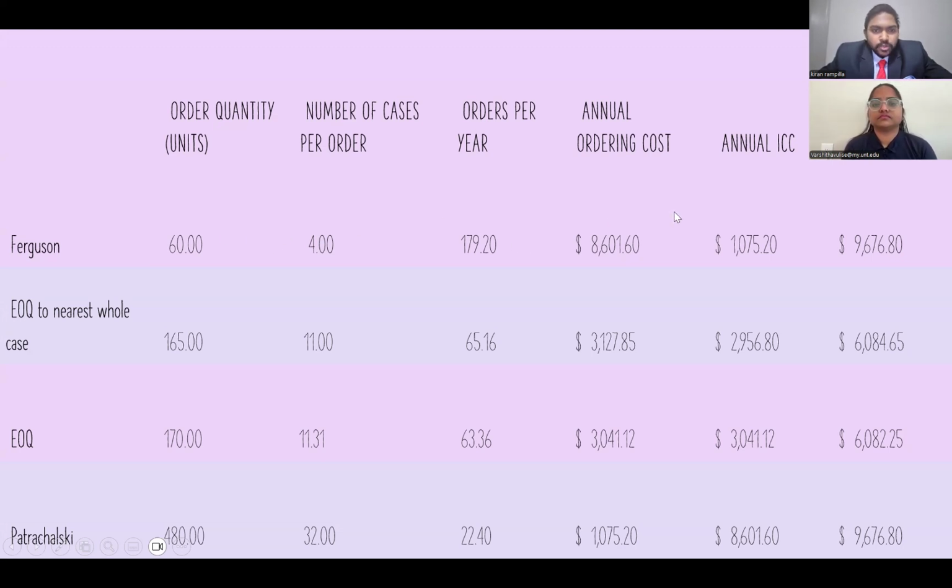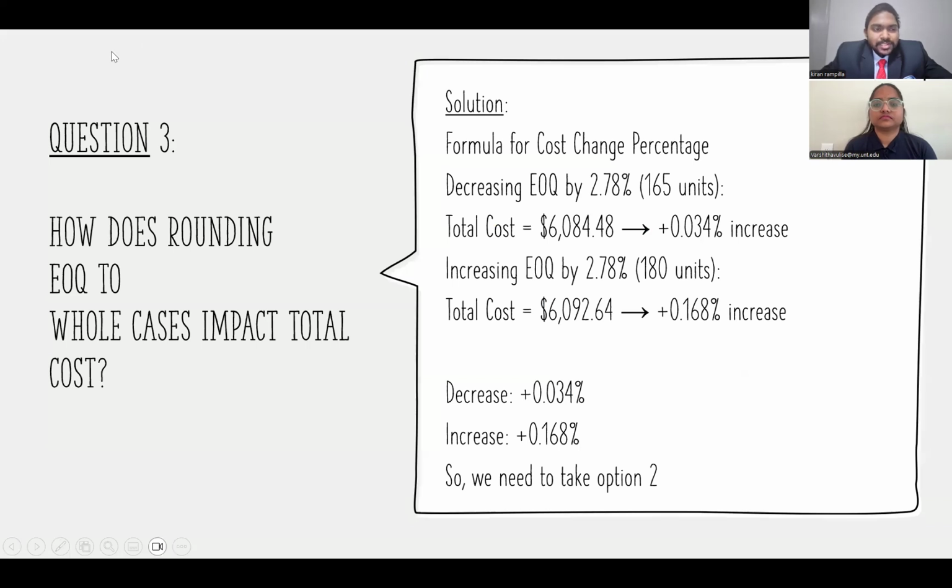Going to question number 3, we'll discuss the interesting rounding up policy. How does rounding the EOQ to the whole case impact the total cost? We are using the formula of total cost, and while using 11 cases, we got 165 units, and the total cost will increase by 0.034%. If we use 180 units, the total cost will increase by 0.168%. While rounding off, both policies get an increased total cost, but by a minimal amount.